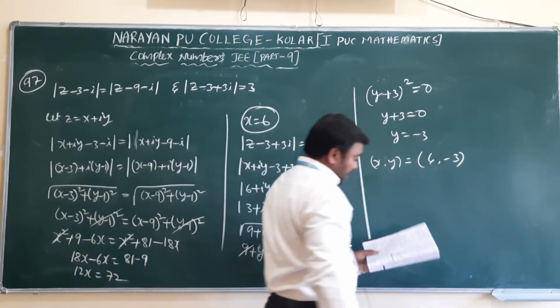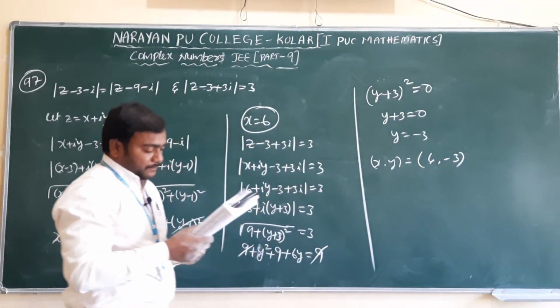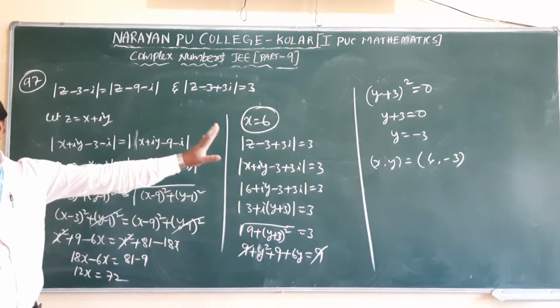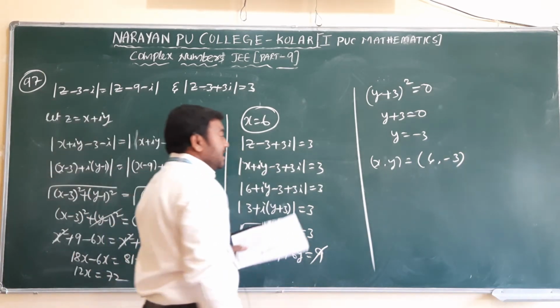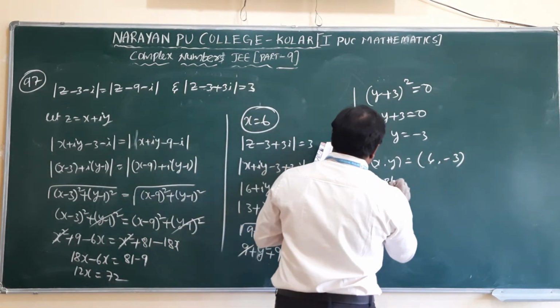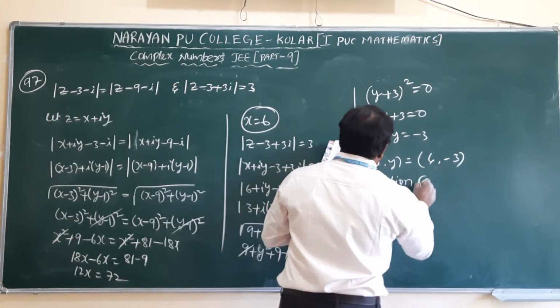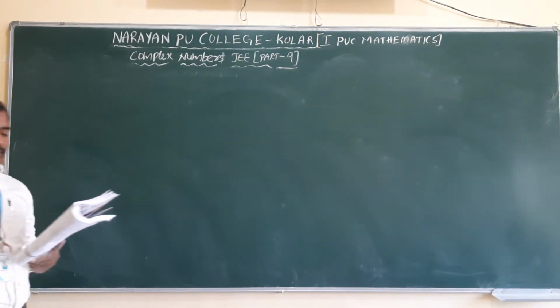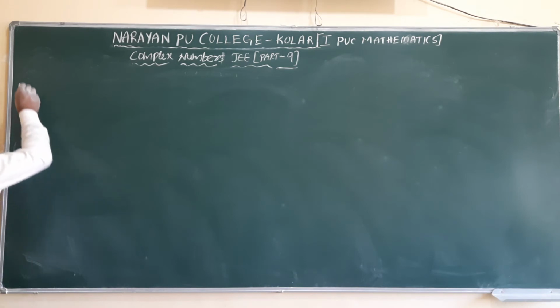Here they have given only one solution, because for x and y we are getting only one solution. Option A is the correct option. Question number 98.